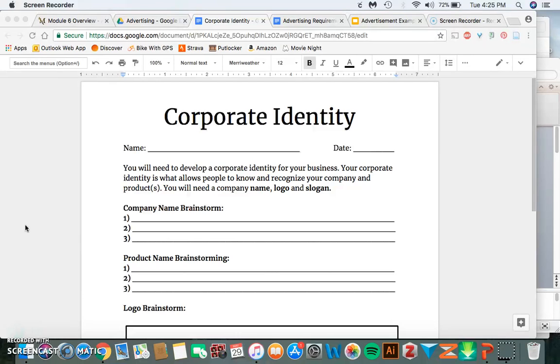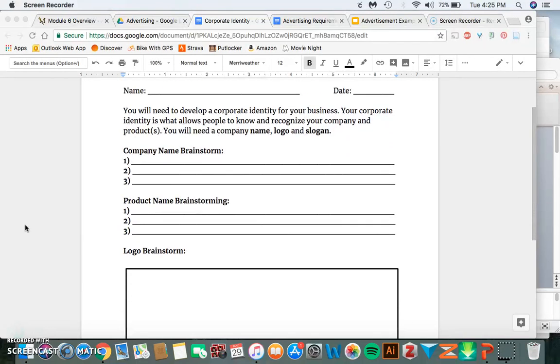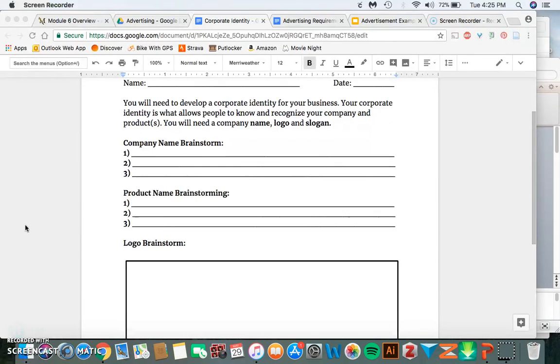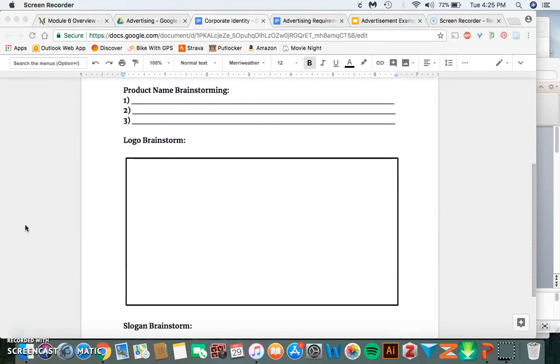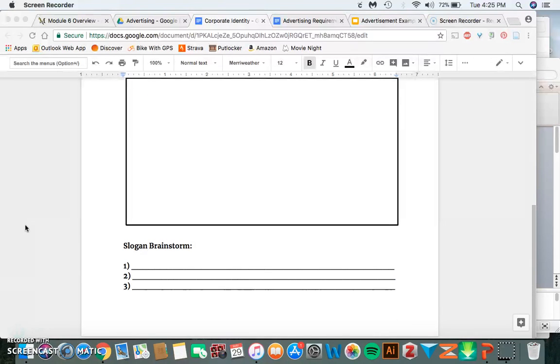In the readings, it said that you could possibly change the color to make them more recognizable. The reason I didn't do that is because they are broken down in the next sections as we work our way down through the document. So the very first component there is brainstorming, coming up with three options for a company name, then three options for a product name, then moving into developing a logo for their company. And then finally, at the bottom is brainstorming possible slogan ideas for their company as well.